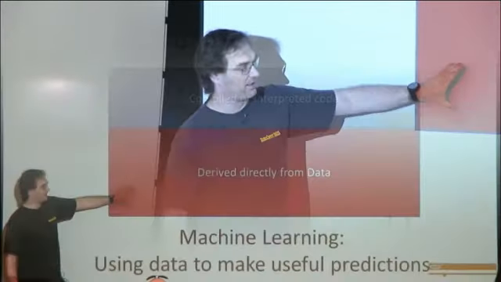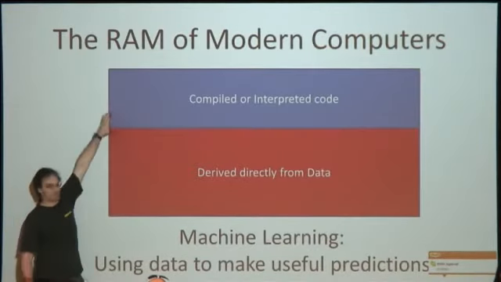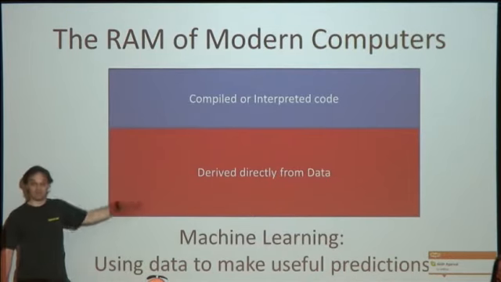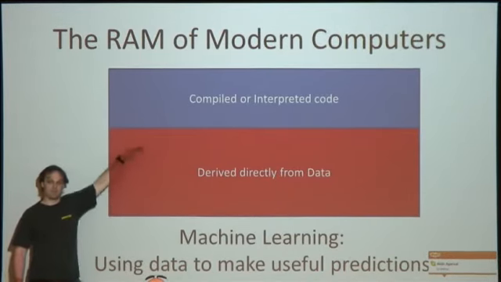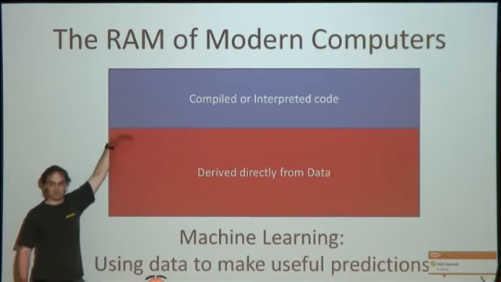The amount of RAM being used for data-derived predictions versus compiled or interpreted code varies greatly from machine to machine. But there are some machines where a large fraction is in fact data-derived.